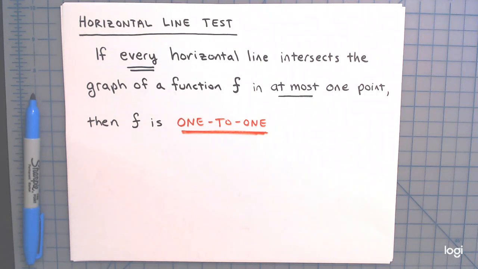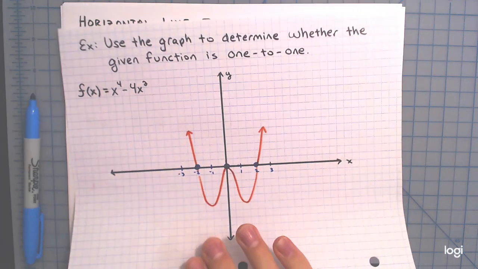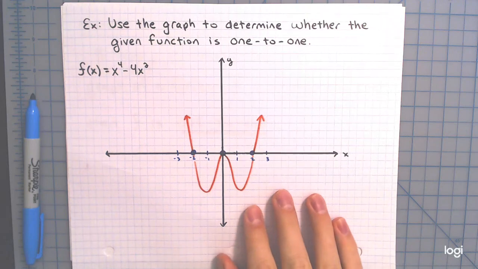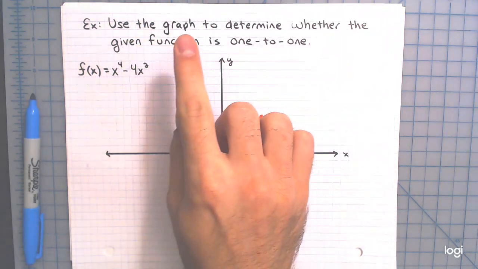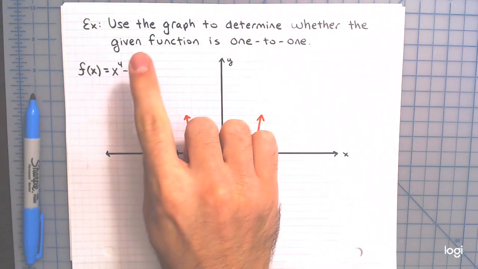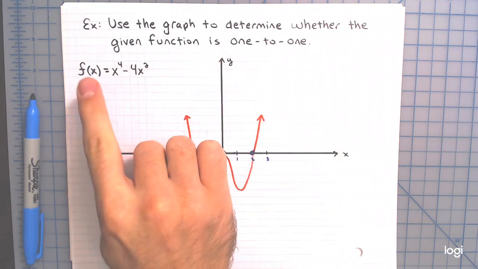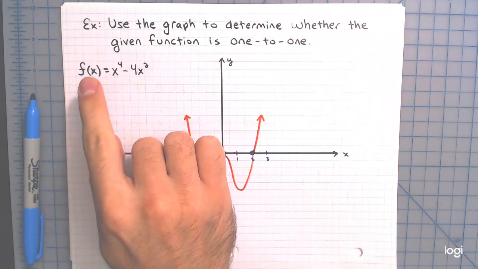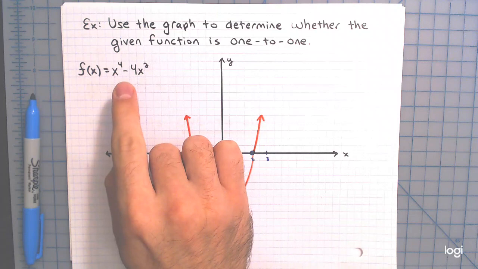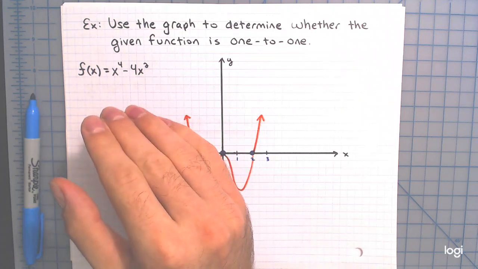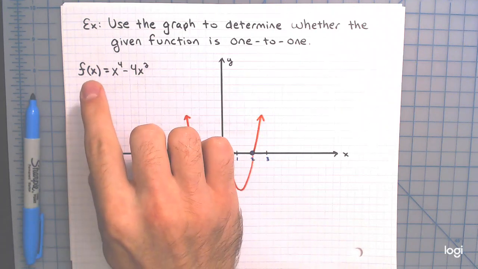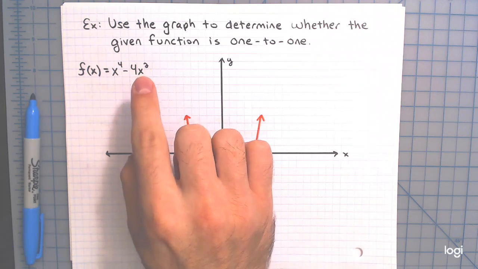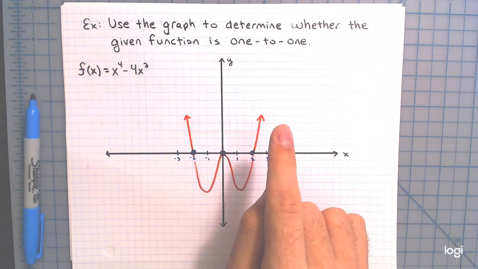All right, so let's look at some examples. So I have a graph here. It says use the graph to determine whether the given function is 1 to 1. So I'm already given the equation for the function here. I know it's a function. Every x will give me one y. Every input will give me one output. f of x equals x to the fourth minus 4x squared. This is a very rough sketch of this graph.